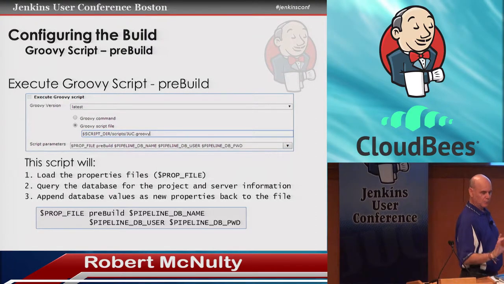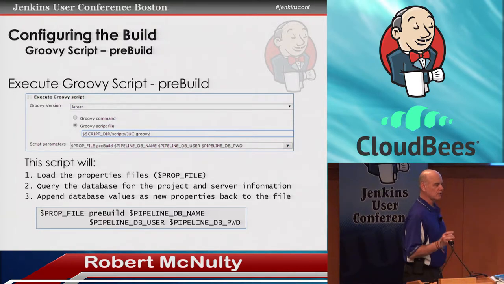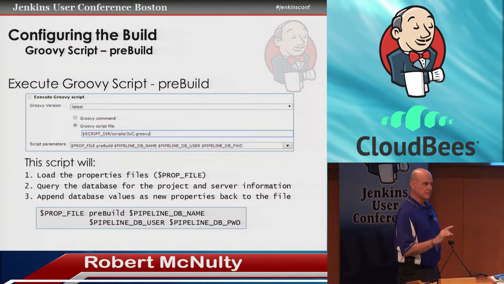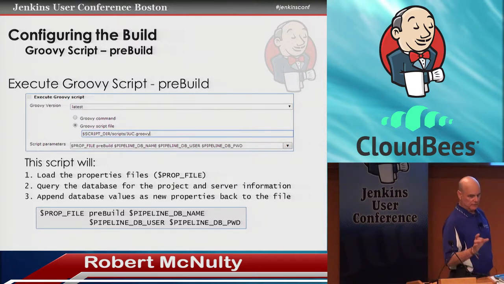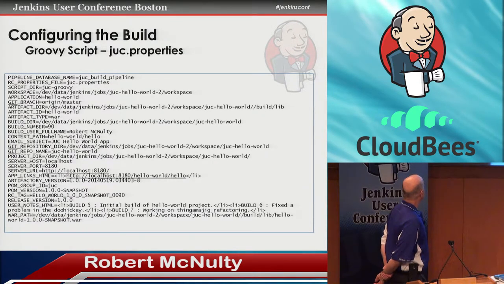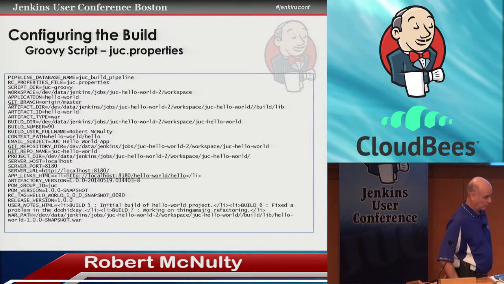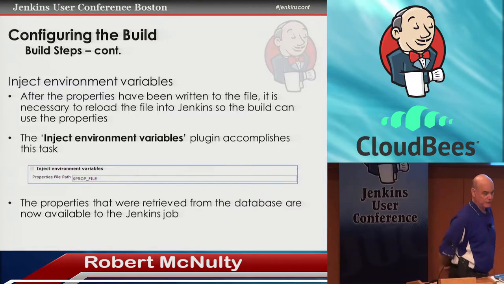So this script, at this point, the pre-build will load the properties file, it'll query the database for the project and server information, and then it's going to save all of those data points back to the properties file as property values so that the Jenkins build can then use it for further processing. And here is a sample of some of the properties once you've finished running the pre-build, is what we'll be using. A lot of this is just stored from the database using all that Groovy SQL.